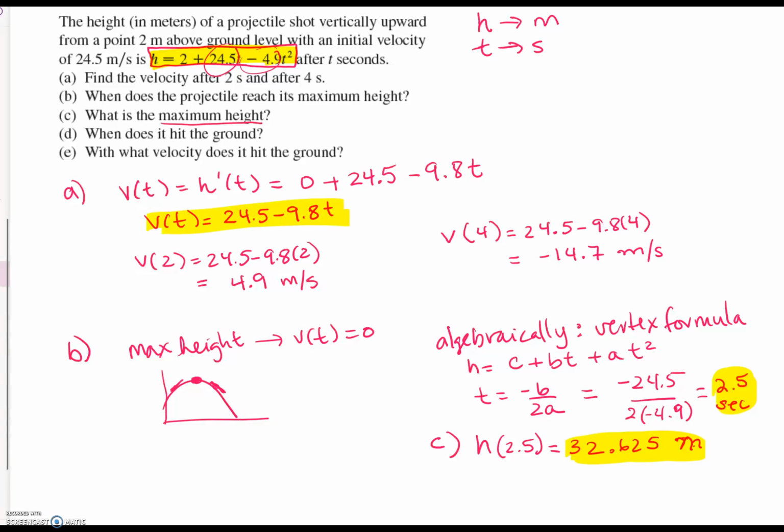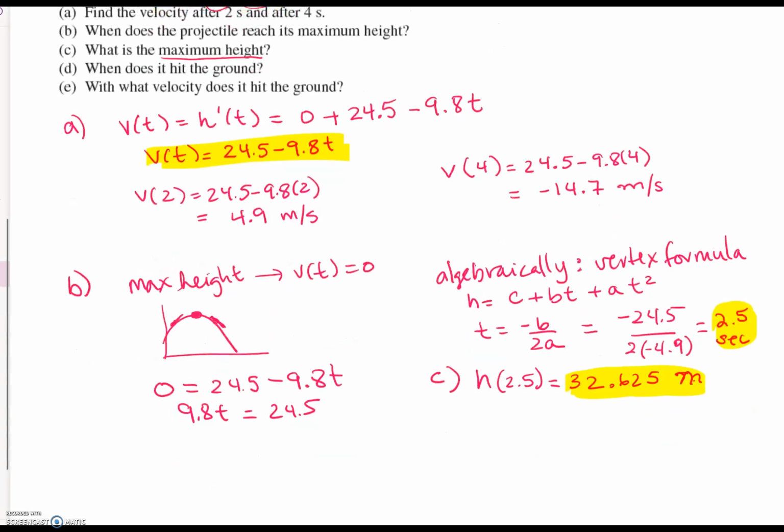So when that equals 0, that's going to give me the time that it reaches its maximum height. And notice I'm getting the same thing I got when I did the vertex formula. That gives me 9.8t = 24.5, and when I divide that by 9.8, I get that same value of 2.5 seconds later, it's reaching its maximum height.